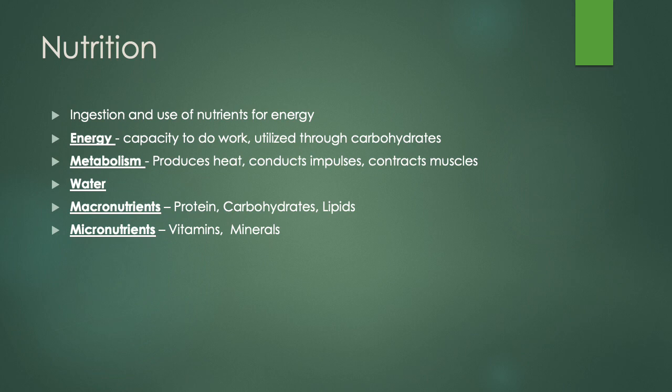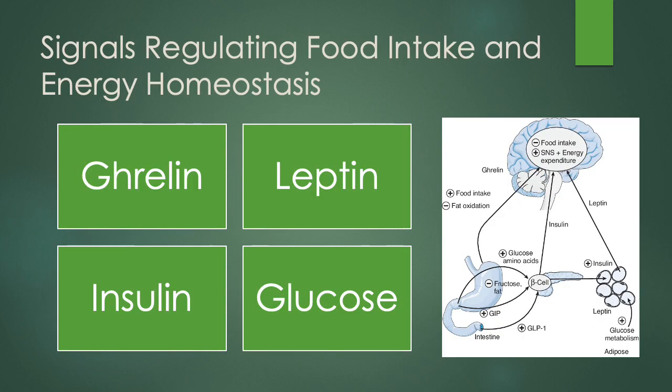We have metabolism, which is fueled by energy, and that helps to produce heat, conduct impulses, and helps muscles to contract. We have water that helps with solvent and being a universal solvent with the vital processes in the body. We have macronutrients that include protein, carbohydrates, and lipids, and then we have micronutrients that includes vitamins and minerals.